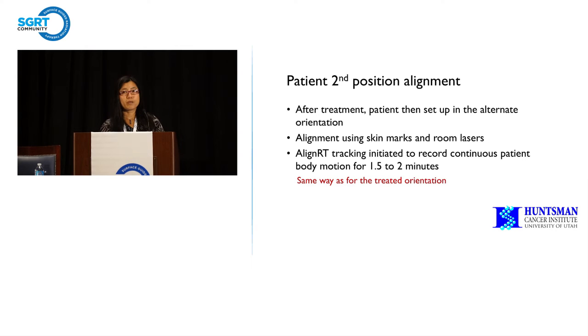After we treat the patient in the designated treatment position, we will flip. For example, if we use supine, we will flip the patient to the prone position, and then the same, align the patient to skin marker and room laser. During the CT simulation, we have 2 sets of markers, and we know where to align. After that, the same way, we do the AlignRT tracking for 1.5 to 2 minutes, exactly the same way as the treatment position.